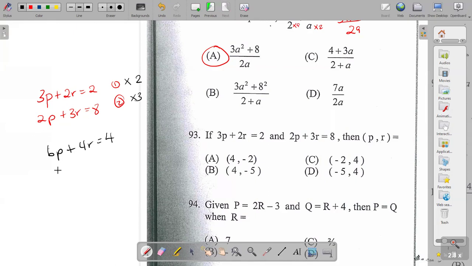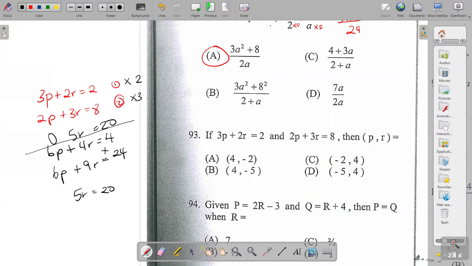This would give me 6p plus 9r is equal to 24. Now, my issue with this is that this one to the bottom is bigger, so I'm going to subtract the opposite way. So this and this will give me 0. 9 minus 4 is 5r. 24 minus 4 is equal to 20. So we're going to end up with 5r is equal to 20. So all I did was subtract the opposite way so that I don't have to write over all of this.